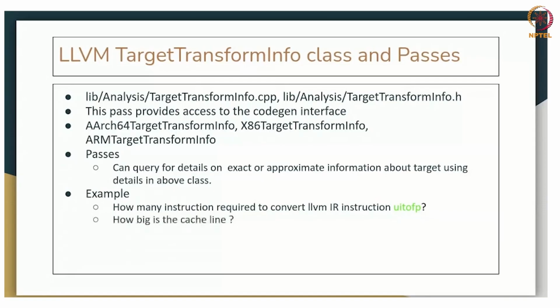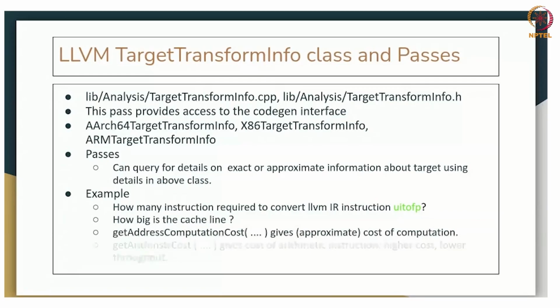How big is the cache line? Then get address computation cost gives the approximate cost of address computation, whereas get arithmetic instruction cost gives the cost of the instruction. The higher the cost, the lower the throughput. So you prefer an instruction which does the conversion with lower cost.